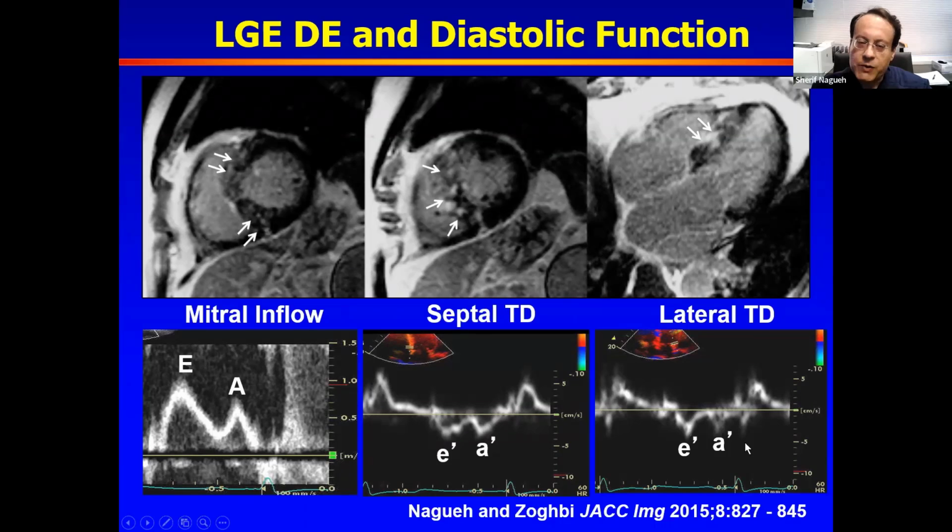So when you get the CMR report, look for the fibrosis burden as well as the distribution of the fibrosis. Not simply for diastolic function, and I say simply not to minimize the importance of diastolic function, but you will see that that also plays an important role for risk stratification.